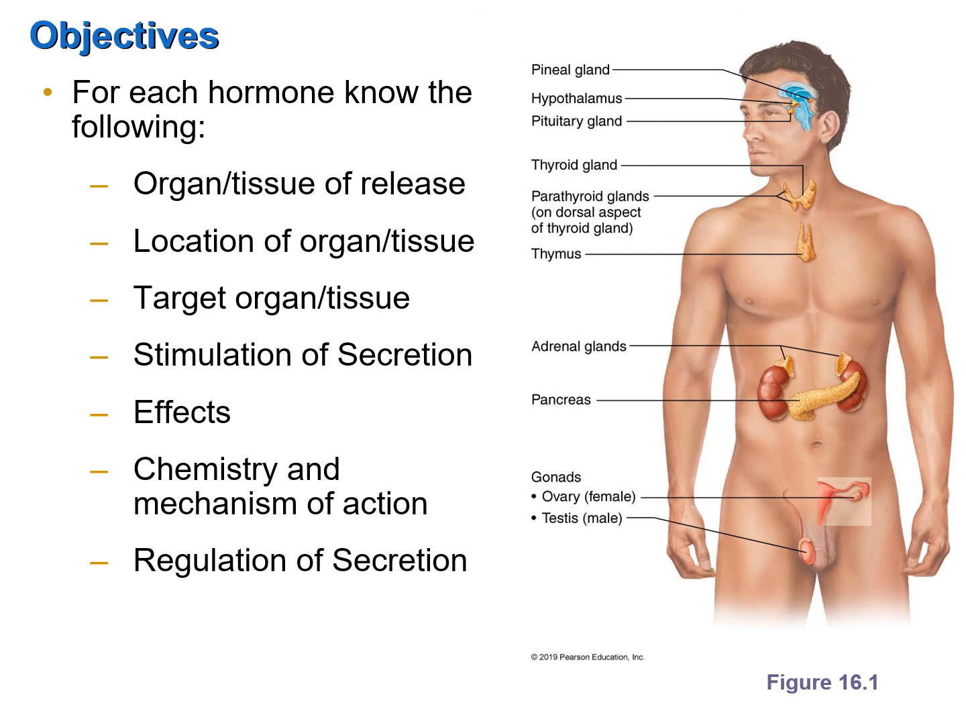Remember that for each hormone, you must know the following: the organ and tissue of release, the location of that organ, its target organ and tissue, stimulation of secretion, its effects, its chemistry and mechanism of action, and its regulation of secretion. So make sure you fill out your hormones and properties table for thyroid hormones, T3 and T4.